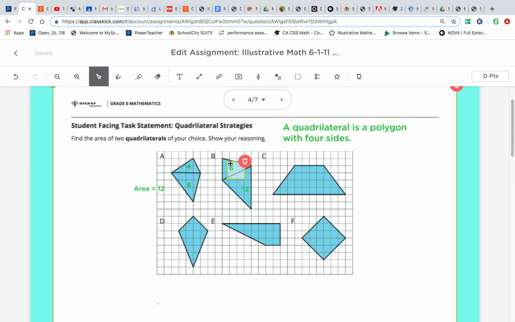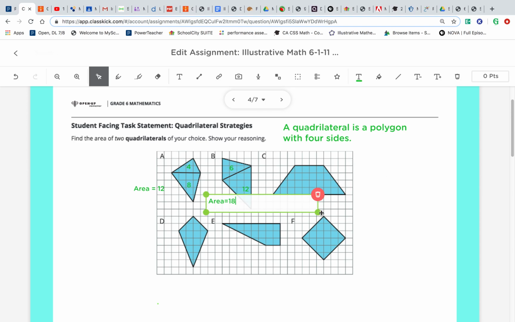Okay, so this triangle has an area of 6. This one has an area of 12. Put 12 and 6 together, and you get 18. So we can say area equals 18 for that one.